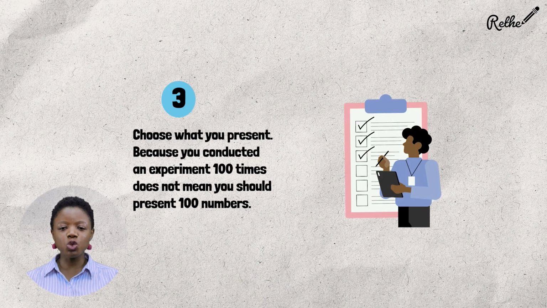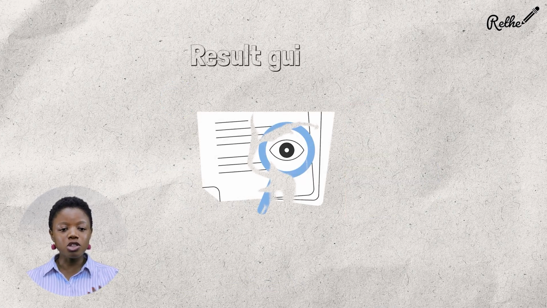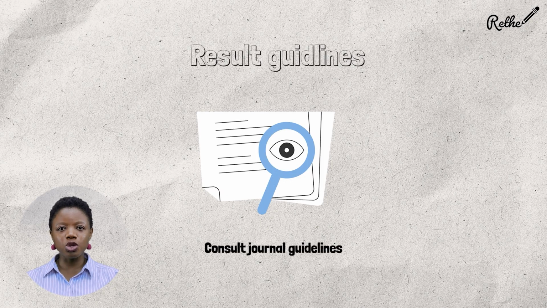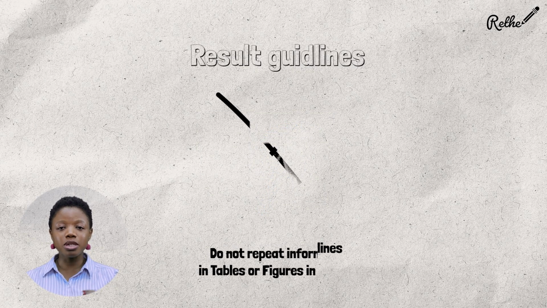3. Choose what you present. Because you conducted an experiment 100 times does not mean you have to present 100 numbers. Similar to the other sections, consult the journal guidelines. Usually, journals will provide specific information on how to include measurements, how to create tables, figures, and other information included in the results.